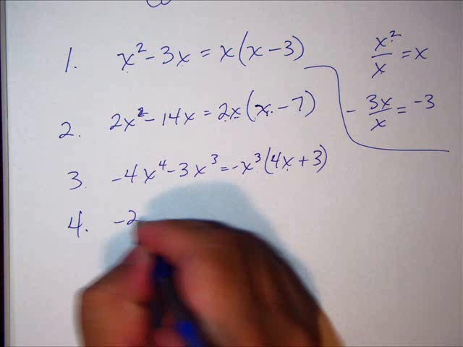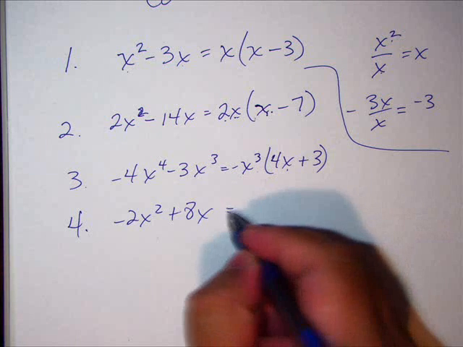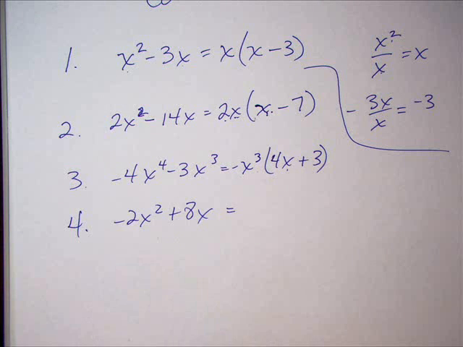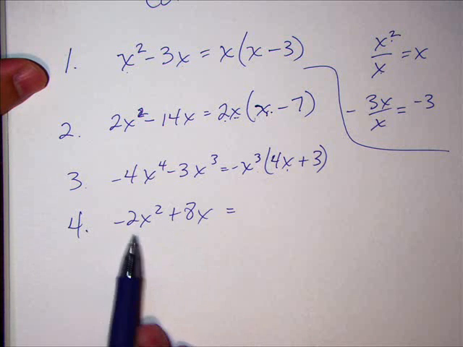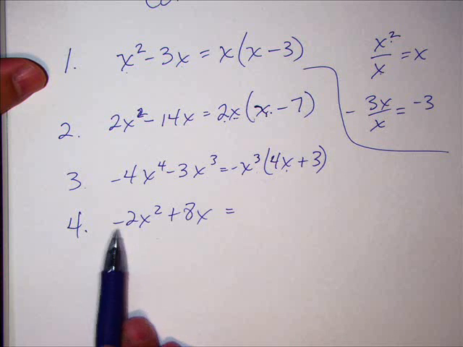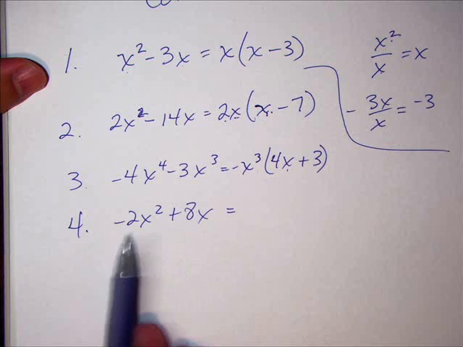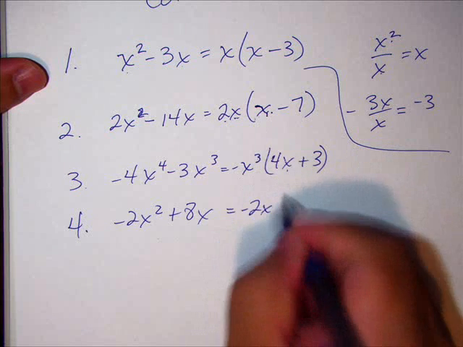Alright. Minus 2x squared plus 8x. This is the other example. Here I have a common factor of 2. 2 goes into both 2 and 8. But again, I have that negative leading coefficient. So I want to take a negative out. So I'm going to take a negative 2 out along with an x. There's an x in common. So I'm going to take a negative 2x out.